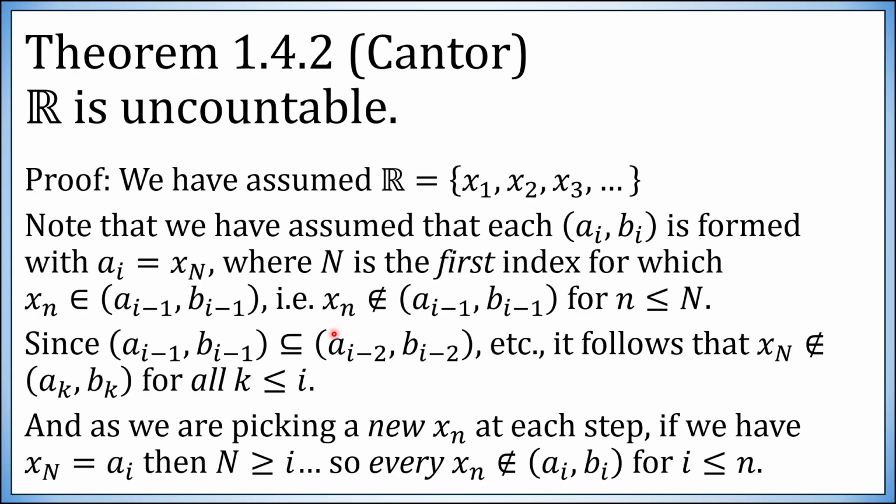Combine that with the argument up here, every single x sub n doesn't belong to any of the AI's where the I is up to that index. Okay, so for example, x sub 10. Maybe you pick it as an A, maybe you don't, but it can't belong to A1 through A10. A1, B1 through A10, B10.